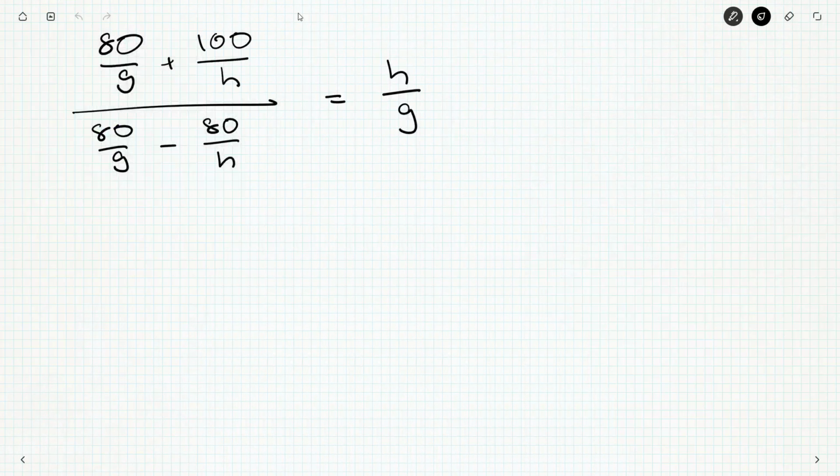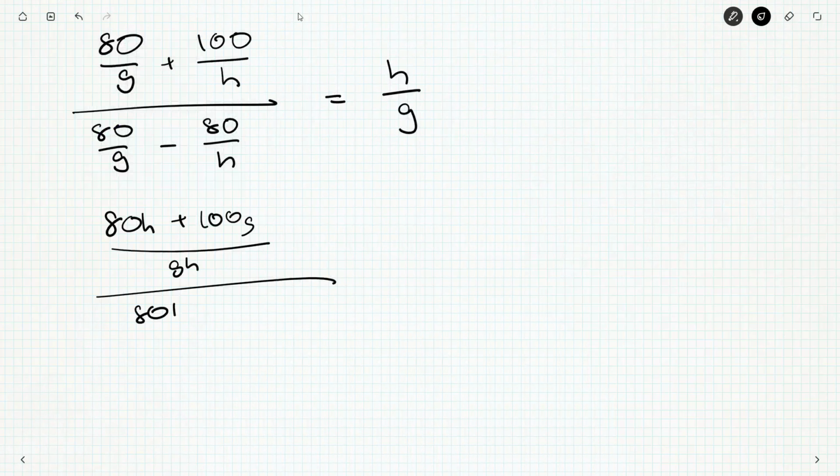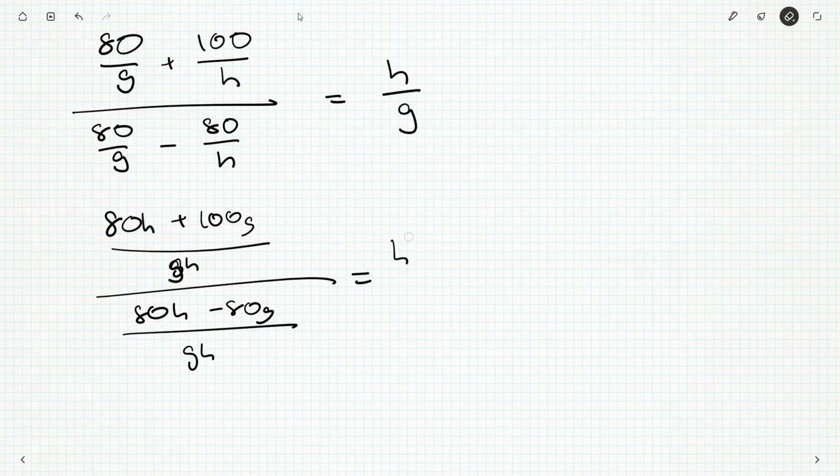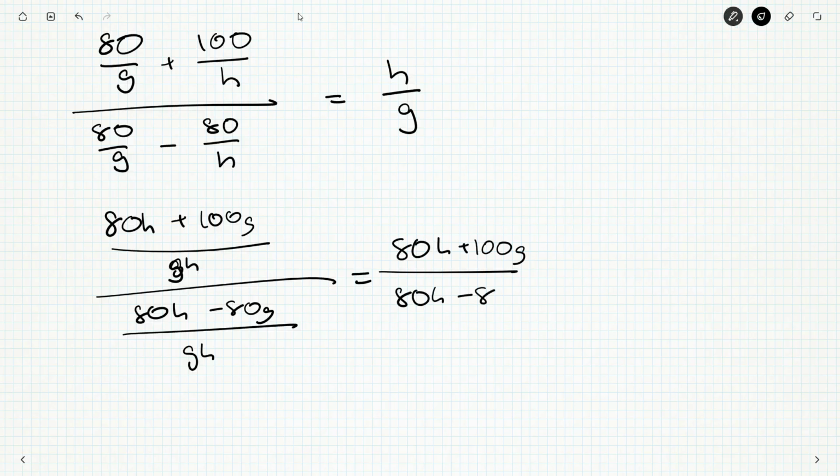So let's get common denominators. So 80h plus 100g over gh, all over 80h minus 80g over gh, is equal to, well, actually, the gh's will cancel, and we'll be left with 80h plus 100g over 80h minus 80g. Divide top and bottom by 20, we'll get 4h plus 5g over 4h minus 4g is equal to h over g.